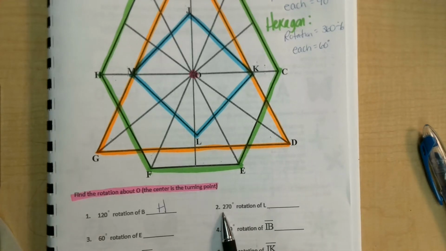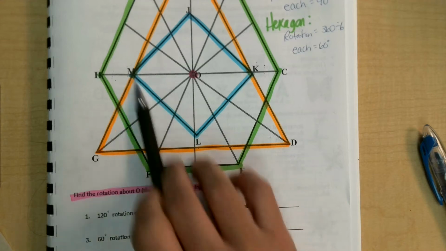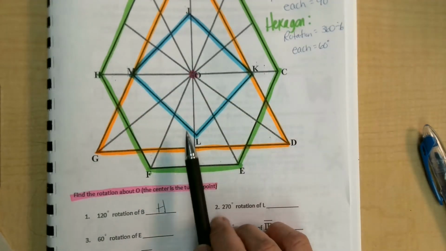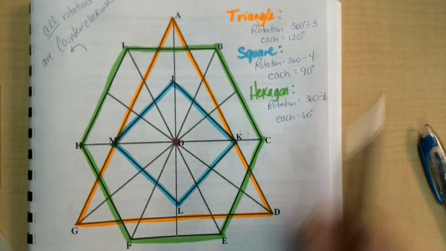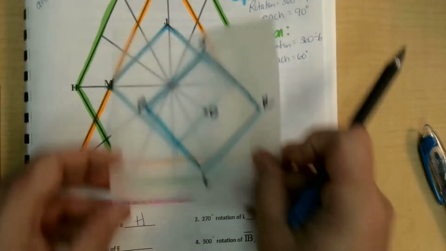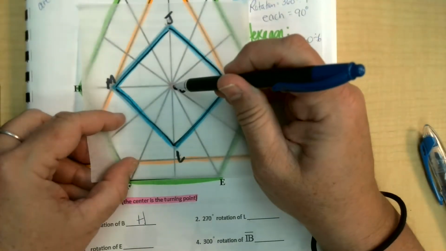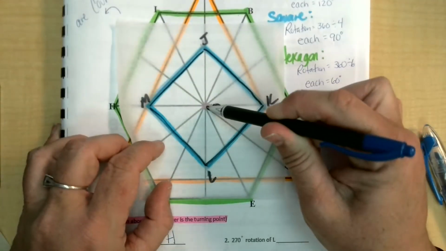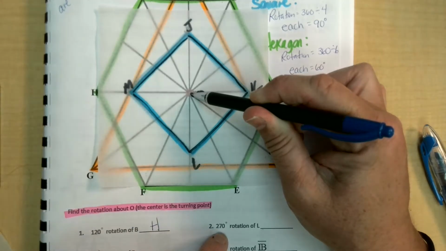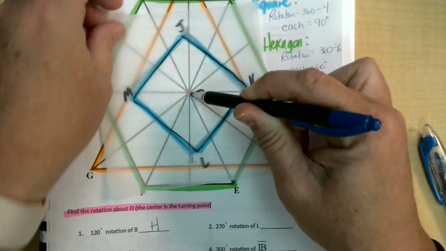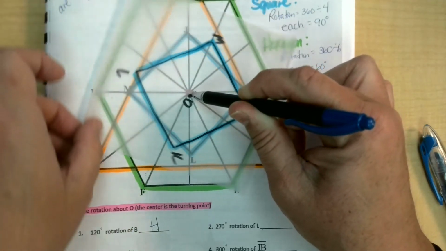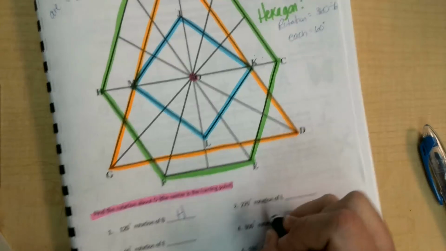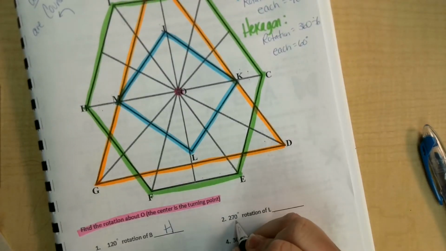Number 2, this time we're going to rotate L. L is on my square. How do I know? Because L is in the blue shape. So with my square, every time I turn it, I turn 90 degrees. So if I'm watching my rotation, if I'm taking and rotating my square 90 degrees every time to go 270, that's 90, 180, 270. And that's because since this is on the square, that means I'm rotating every 90 degrees.